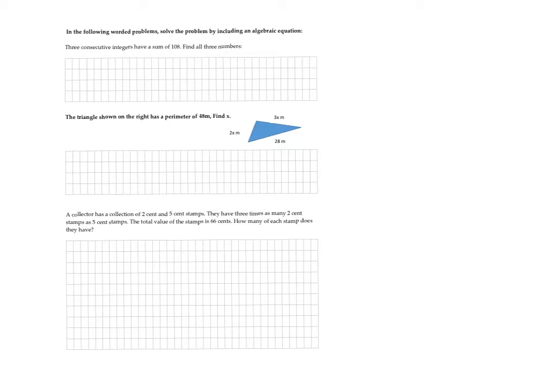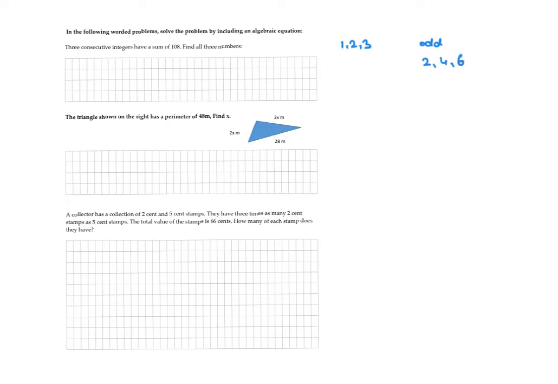The first one, as I said, has three consecutive integers, and what is really important to know is what consecutive means. Pretty much it means numbers that follow each other. For example, 1, 2, 3 are three consecutive integers, they follow each other. But sometimes the question is asking for consecutive odd or consecutive even numbers, for example 2, 4, 6.